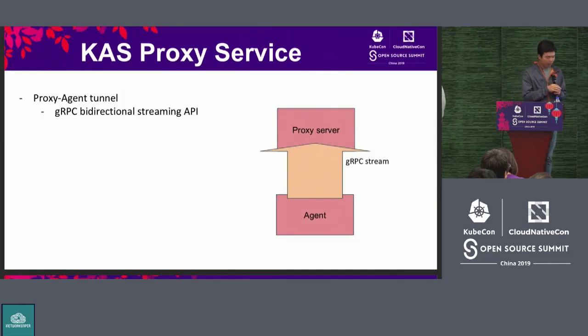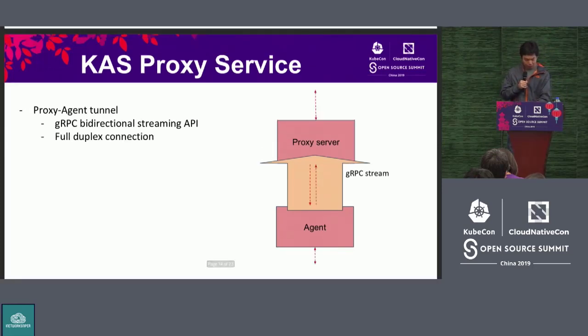If you zoom in a little bit more, you'll see the agent to proxy server tunnel, and it's also implemented with the gRPC bidirectional stream API. And of course, it's a full duplex connection. What it means is that it's a TCP connection, right? Both ends of the connection can read and write at the same time. Otherwise, it's not TCP, so we have to have that.